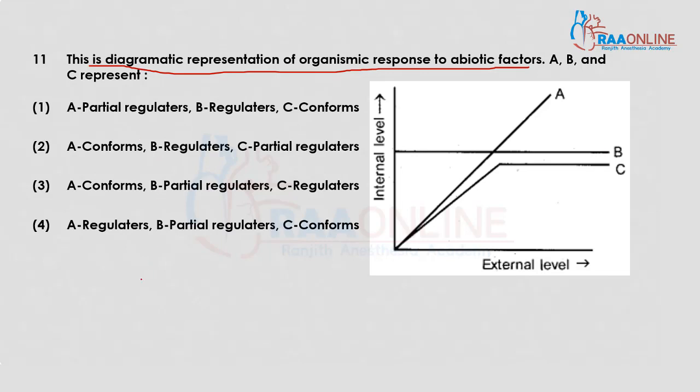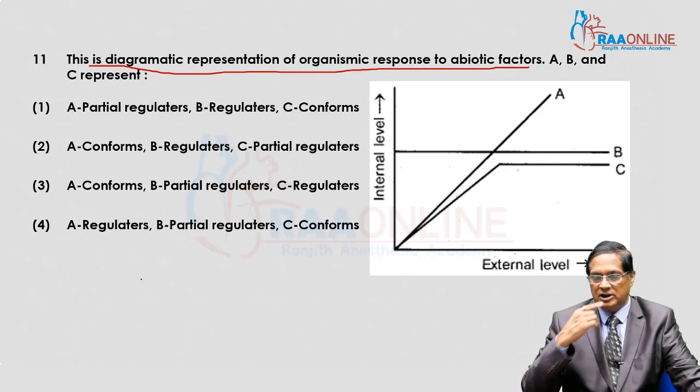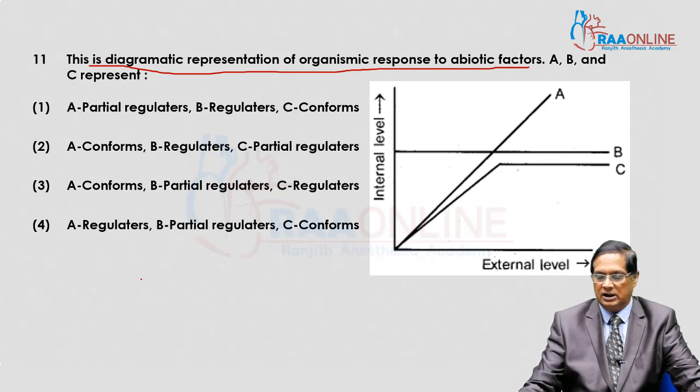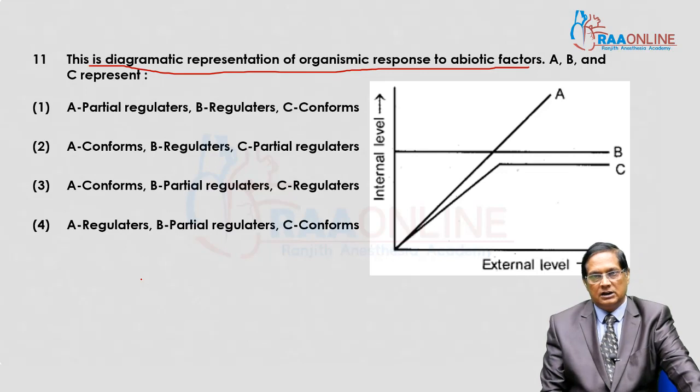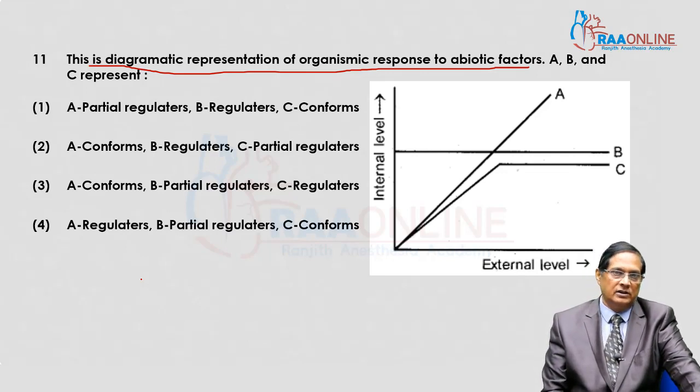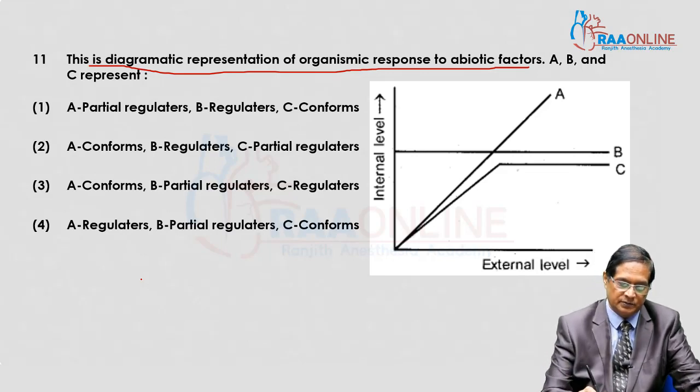And C, let's come to C, that is partial regulator. That is, up to a certain limit they are regulators. After that they cannot tolerate. The first one, conformers: with the change in external level, you will see the change in their body physiology. So that is A, that is conformers. This is for the conformers.